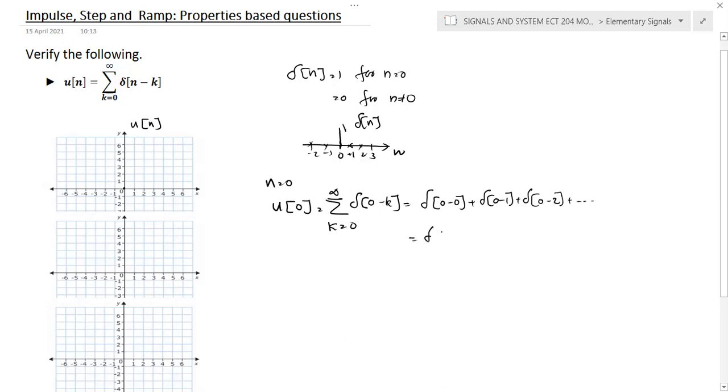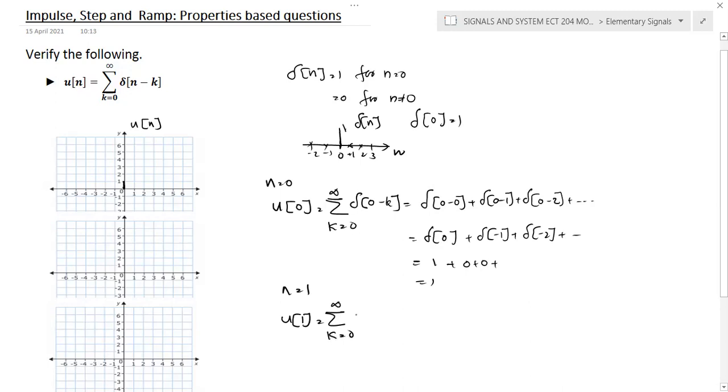But we know that this is del of 0 and the next terms are del of minus 1, del of minus 2 etc. And we know that del of n is equal to 1 only for n equal to 0, that is del of 0 is equal to 1. So here you'll get 1 and all other terms are 0. So at n equal to 0 you will get 1. Now we can try n equal to 1. When n is equal to 1, u of 1 is given by the equation sum for k equal to 0 to infinity of del of 1 minus k.